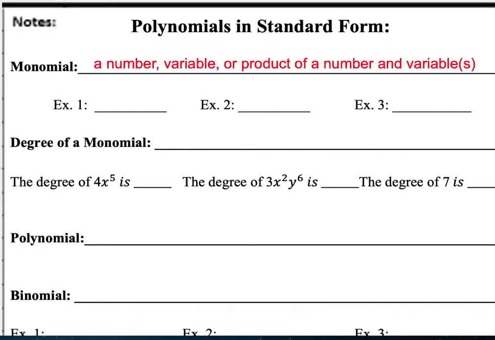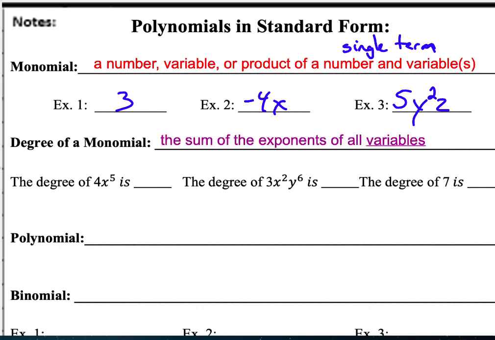A monomial is a number, a variable, or the product of a number and a variable or variables. So think of it as a single term, kind of one piece. So it could be a 3. It could be a negative 4x. It could be just a y. It could be 5y squared z. But it's some combination of numbers and variables all in one term, all being multiplied together.